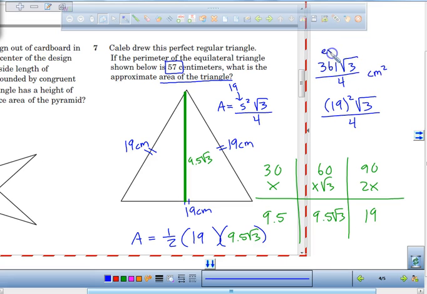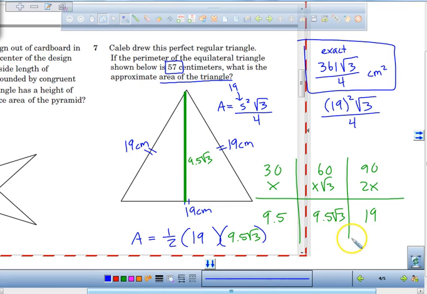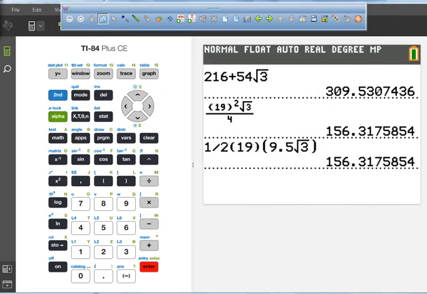So if you were not given approximate, if it didn't say what's the approximate, and said what's the exact, this would be the exact answer, because 4 doesn't go into 361. Right, so it says approximate, so we just use the approximate. Okay. All right, moving on.